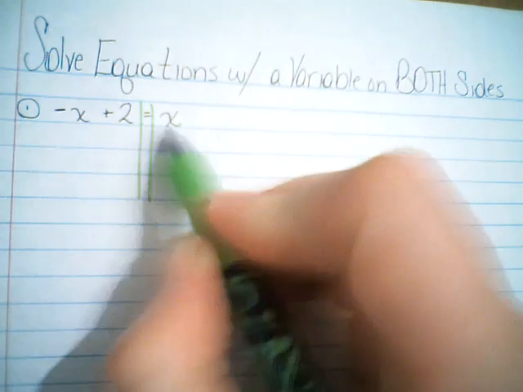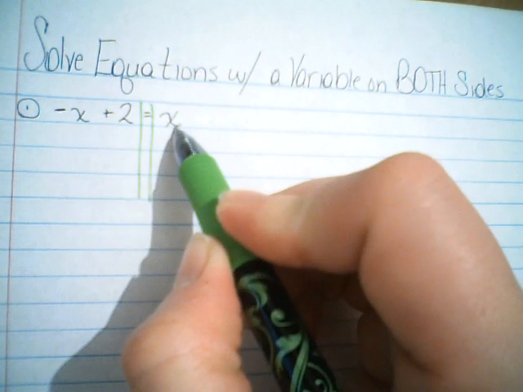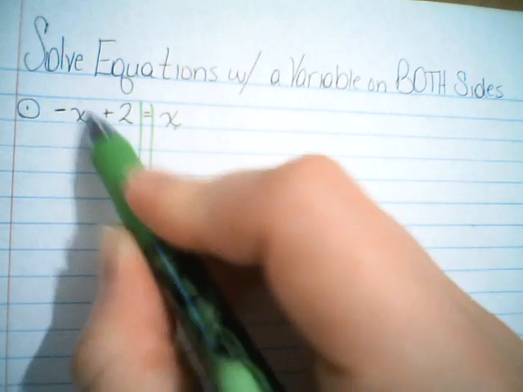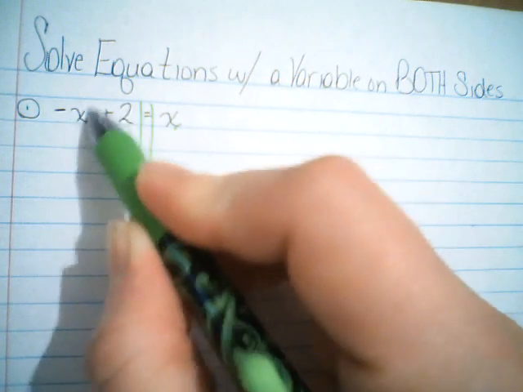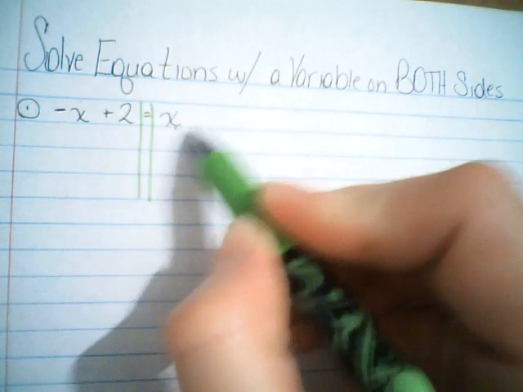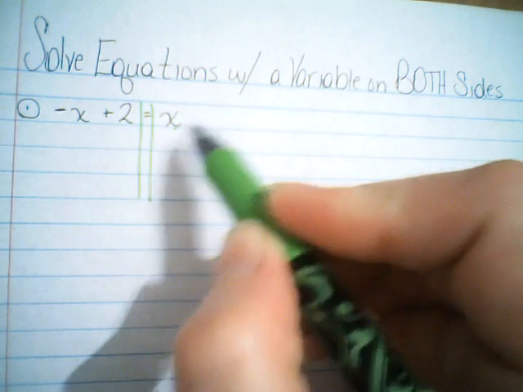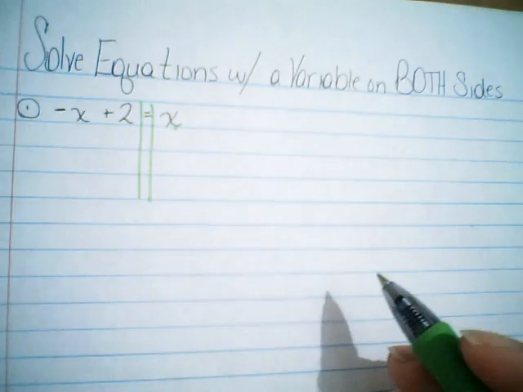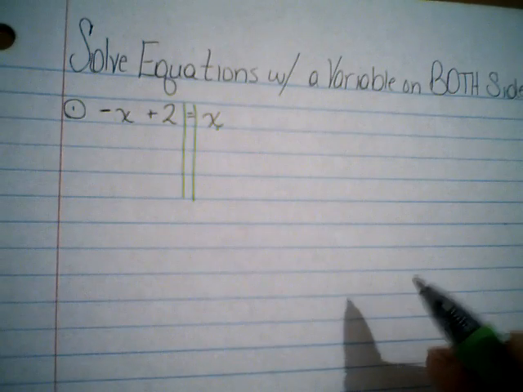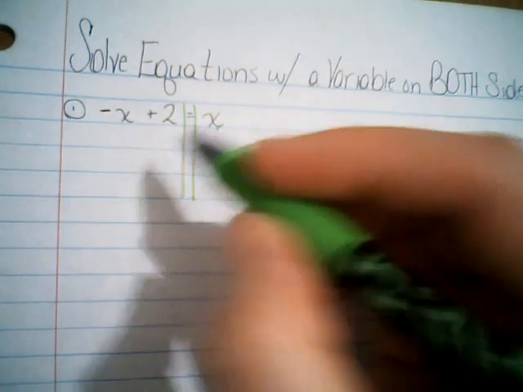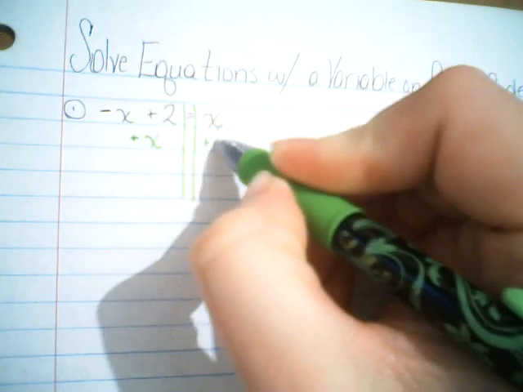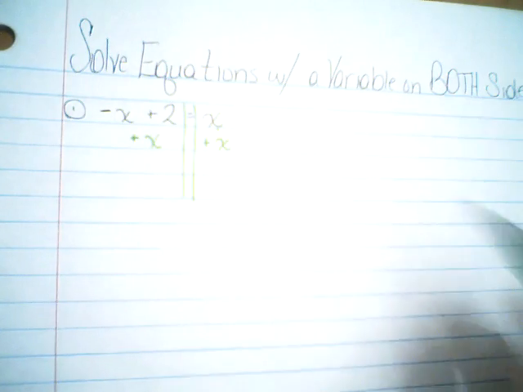So we'll go ahead and get one of these variables gone. And we just use the opposite. It doesn't matter which one. I'm going to choose this one because there's already more stuff with it. This variable's already sort of alone over here. So we'll go ahead and eliminate this negative x. And as I said, we will eliminate the negative x using its opposite. The opposite of a negative x is a positive x, and we'll use that positive x on both sides.